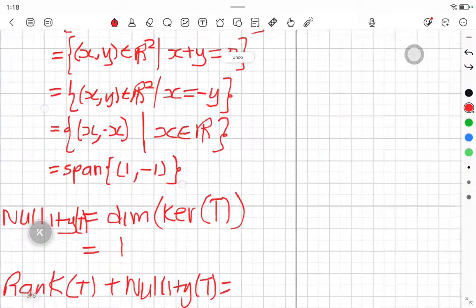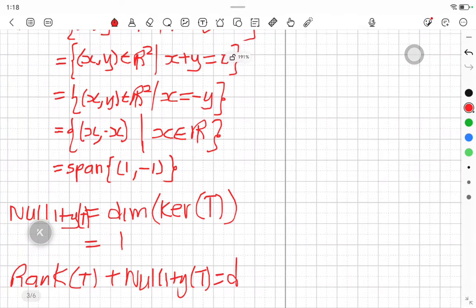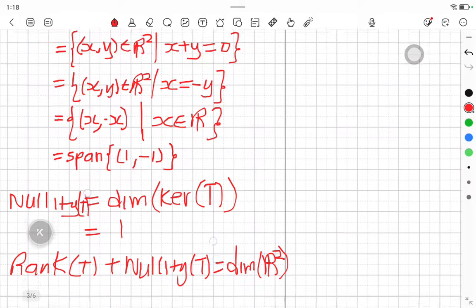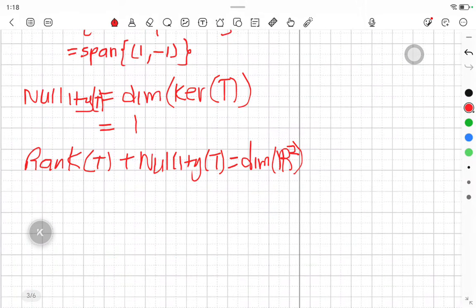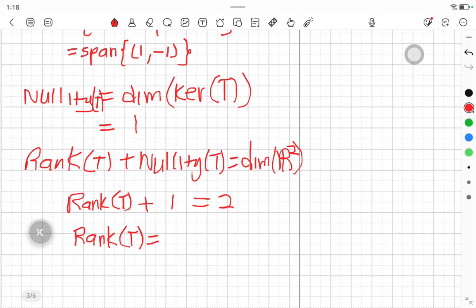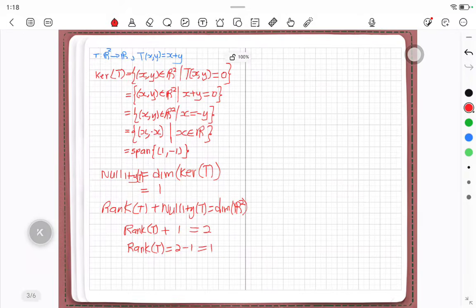The dimension of R squared is 2, right? And our nullity, we know it's 1. The dimension here is 2. It's going to be 2 equals 1 plus the rank of T, meaning that our rank is going to be 2 minus 1, which is equal to 1. So that is correct. We agree.